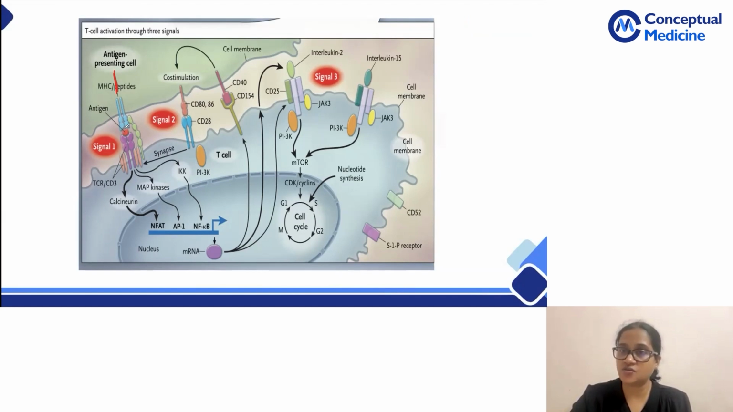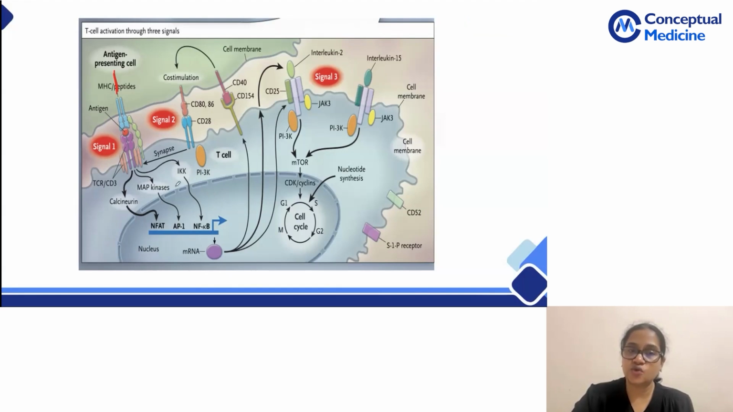Signal 1 is antigen presentation, and it recognizes it as foreign. Once it recognizes, there can be a co-stimulation. When there is co-stimulation, CD80 and CD28, this is the ligand and this is the receptor. There is also the CD40 and CD154. So all of these are co-stimulatory molecules. So these ones will come and activate the signal 2. All right. And then what happens?